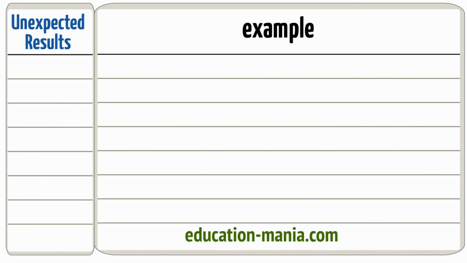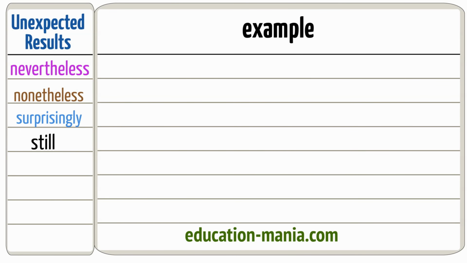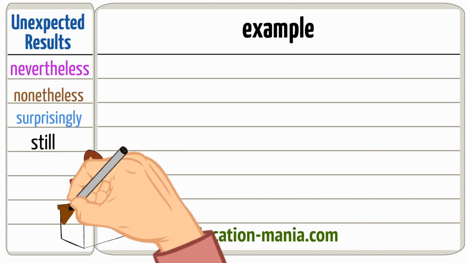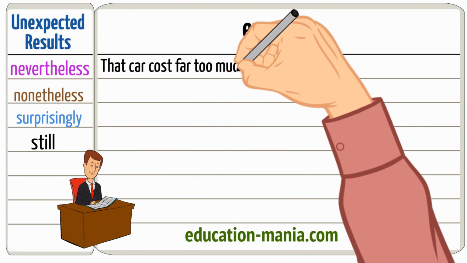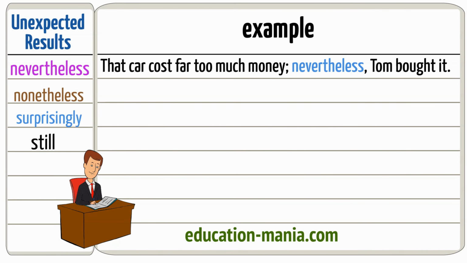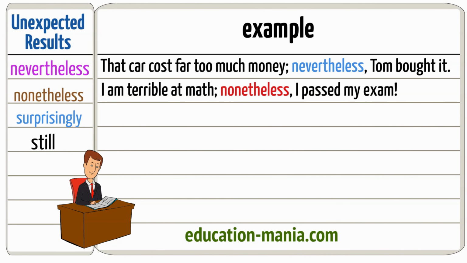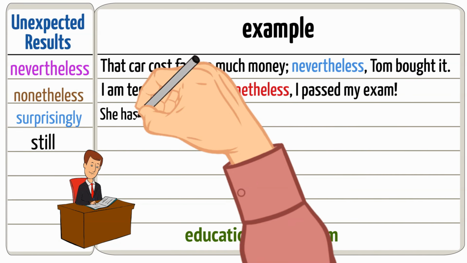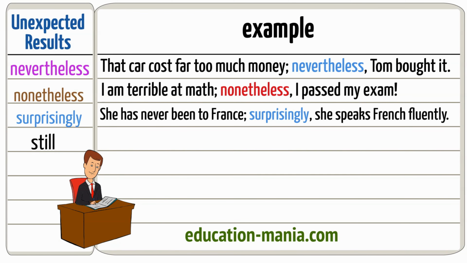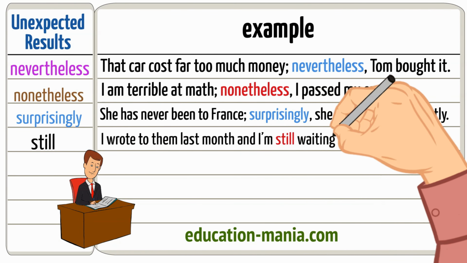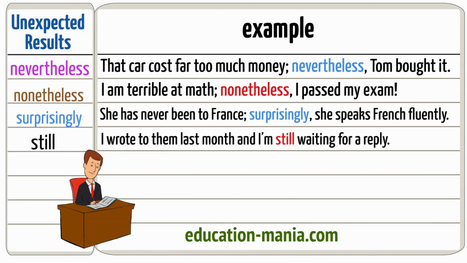Unexpected results examples. That car cost far too much money. Nevertheless, Tom bought it. I am terrible at math. Nonetheless, I passed my exam. She has never been to France. Surprisingly, she speaks French fluently. I wrote to them last month and am still waiting for a reply.